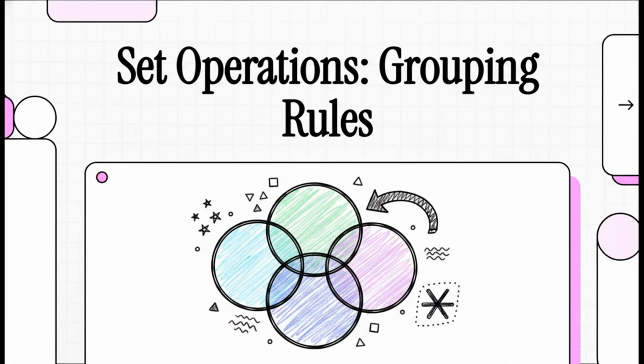Ever wonder how a computer actually thinks? Or how mathematicians can build entire universes of numbers from basically nothing? Well, it all boils down to a surprisingly simple idea: the rules for how we group things. Today, we're diving into set operations, which is kind of the hidden language that powers everything from your Google searches to the very foundations of logic itself.